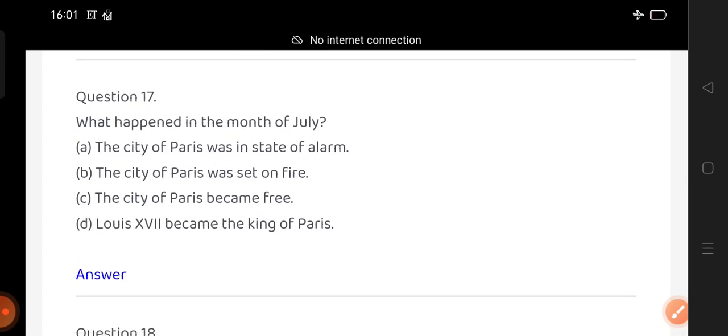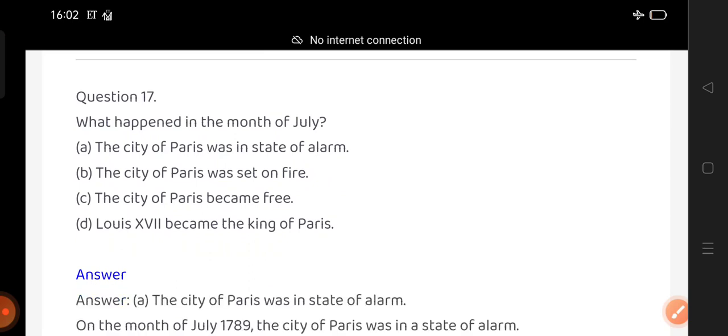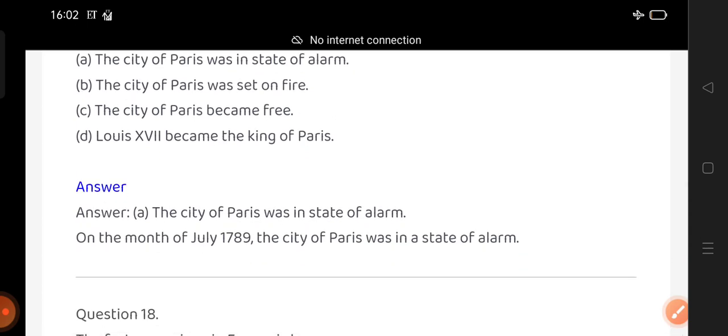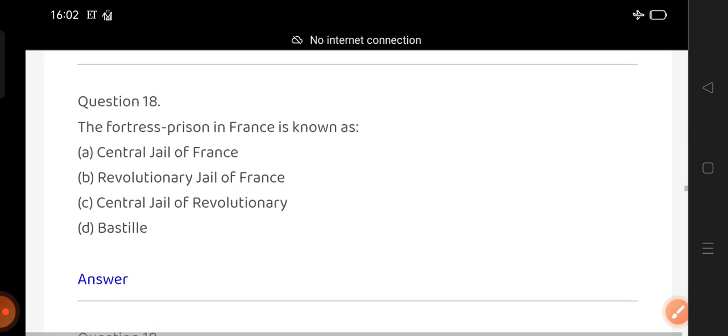What happened in the month of July in France? I don't know. So just think, remember, and answer. Okay, July, month of July. Let me begin the counting. Number 1, 2, 3, 4. Okay, disclose the answer. Answer option A. Then now let's move to the next question.